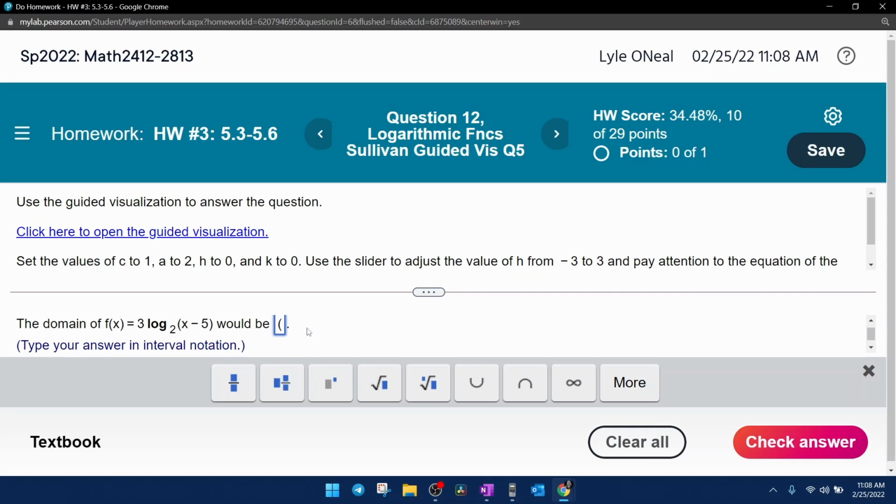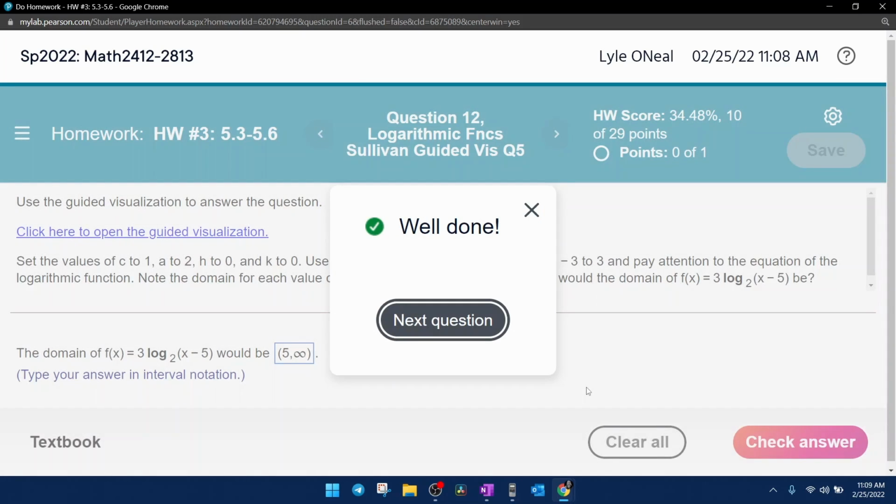And like I said, the asymptote will not allow the function to be 5. So we're going to have to use a parenthesis for the 5 because 5 is not included in the domain. Everything from 5 to infinity. And that's going to do it for that particular problem.